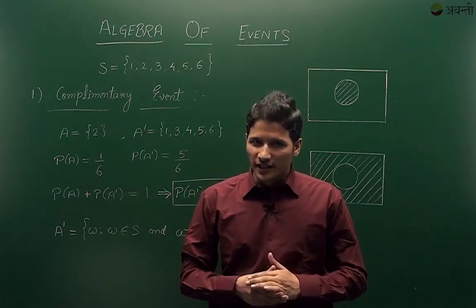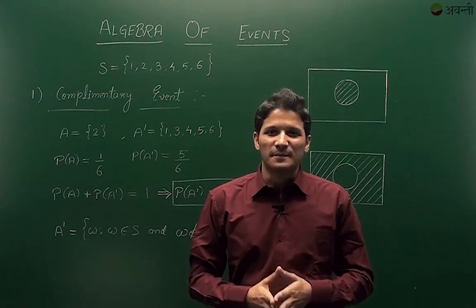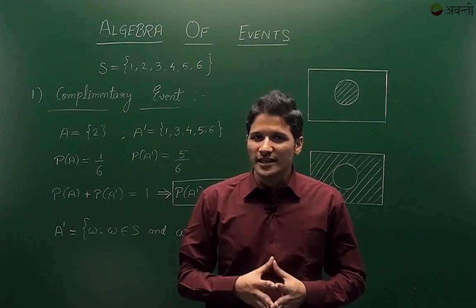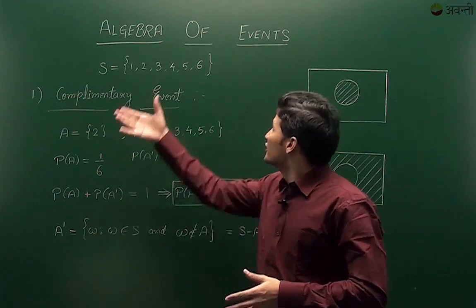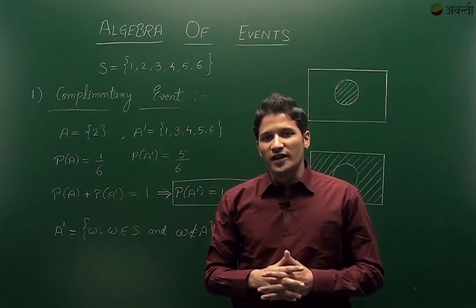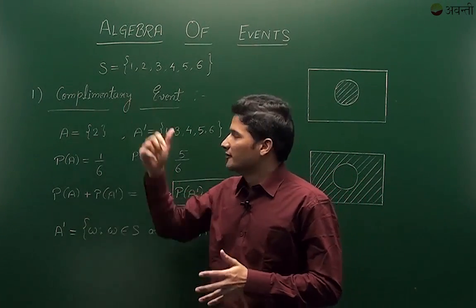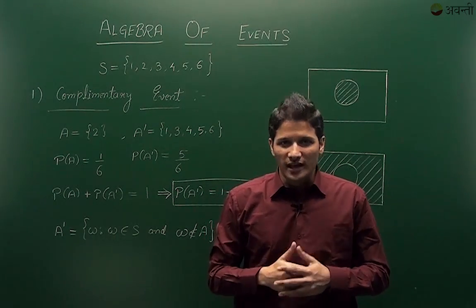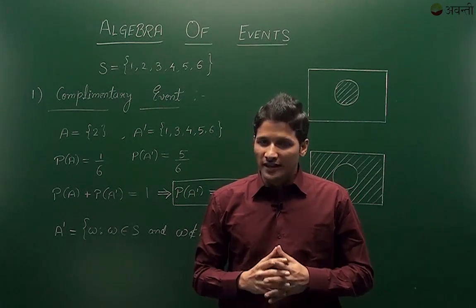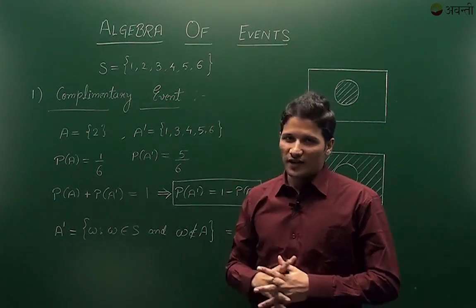So far we have studied outcomes, sample space and events. Now in this video we will study algebra of events. So the first algebraic property of event is complementary event. Suppose we roll a dice and the outcomes we get are 1, 2, 3, 4, 5, 6.